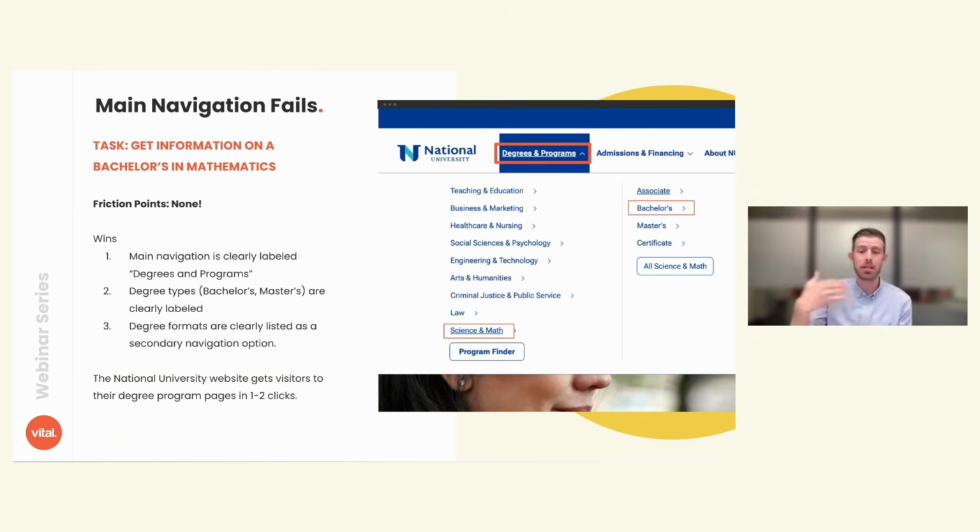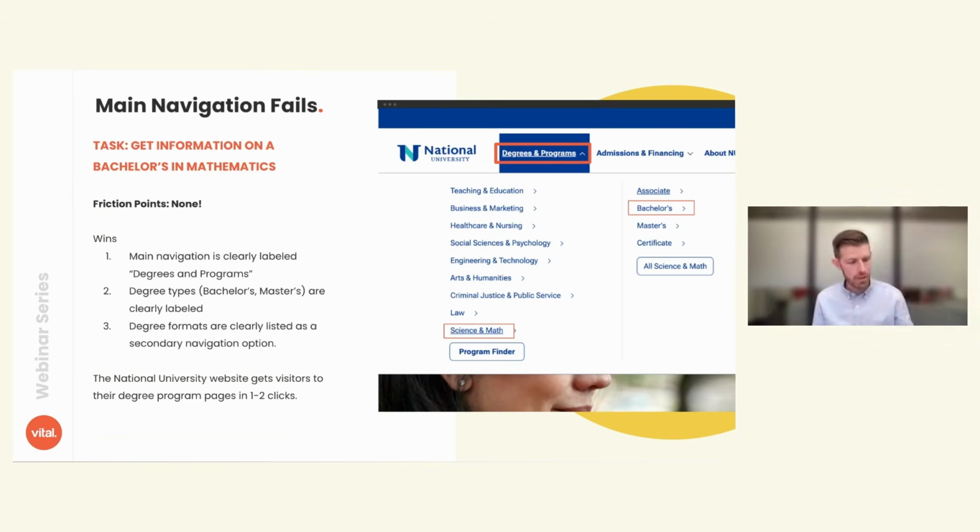Great. I open that up and it gives me two different ways to navigate. I can either find the actual degree program, science and math. Perfect. That's what I'm looking for. Or bachelor's on the right. Perfect. I was looking for a bachelor's. Gives me two different options. Great. Getting me to my task really quickly.